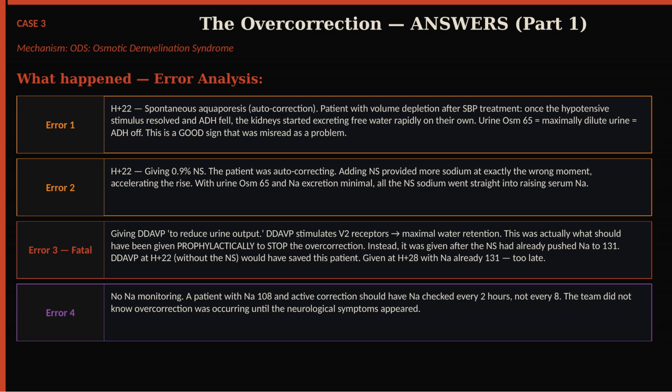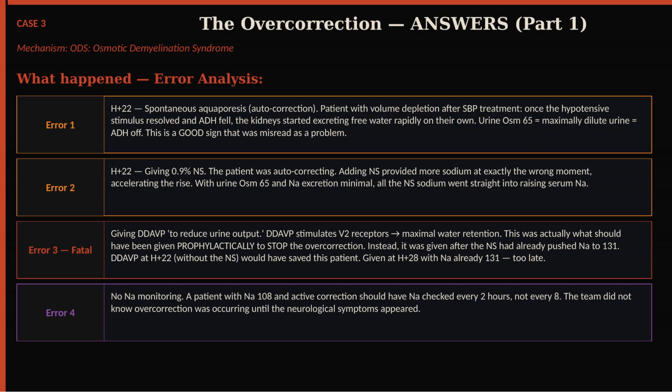Error 1, at hour 22. That flood of dilute urine wasn't a problem. It was the kidneys auto-correcting. Once the SBP was treated and the hypotensive stimulus resolved, ADH switched off, and the kidneys started dumping free water on their own. A urine osmolality of 65 is maximally dilute urine. That's ADH, completely off. It was a good sign, and it got read as a catastrophe.